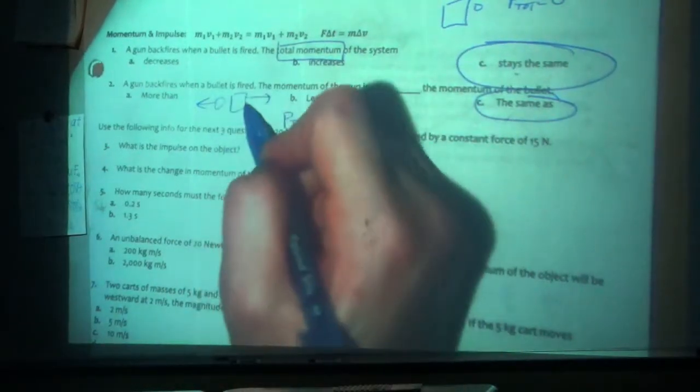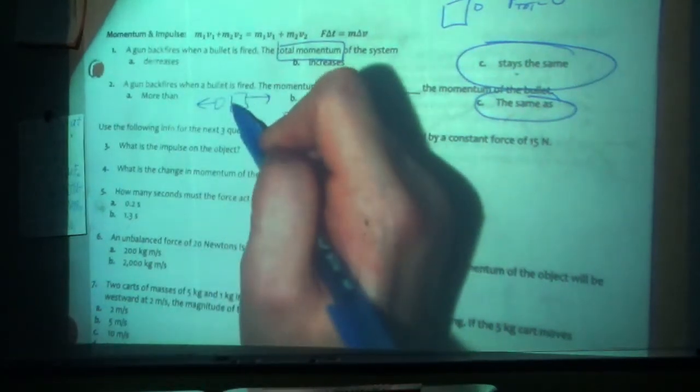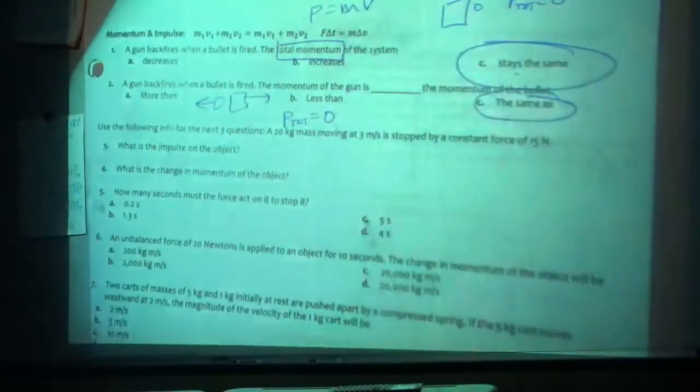Now, they don't go at the same velocity because they have different masses. So the one that has a much smaller mass goes much faster, and the one that has a much bigger mass goes much slower, but they still have the same momentum. Remember, momentum is mass times the velocity, so you can have a big momentum with a small mass if you have a big velocity, and vice versa.